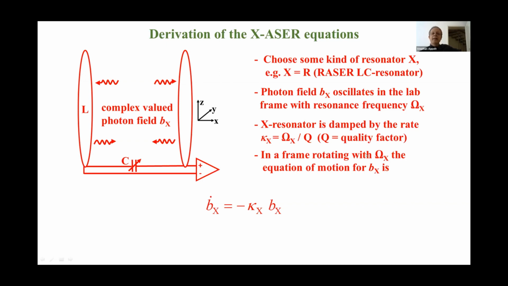In a frame rotating with omega, the equation of motion for the photon field, b, a complex value, is simply: the first derivative is minus the decay rate times b. So it could not be much simpler than that. So it's the first equation. I think this is simple.